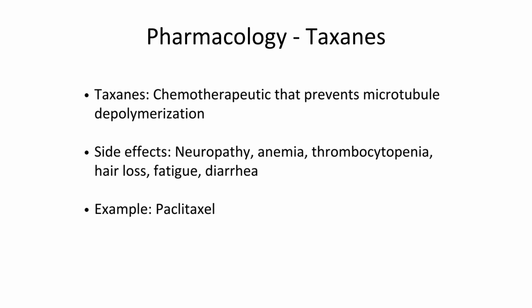Then we have taxanes, such as Paclitaxel. Unlike colchicine and Vinca Alkaloids, taxanes inhibit tubulin depolymerization, preventing the breakdown of microtubules. This mainly affects anaphase, since depolymerization is needed to pull chromatids apart. Side effects of taxanes include neuropathy, anemia, hair loss, thrombocytopenia, and other common chemotherapy symptoms.